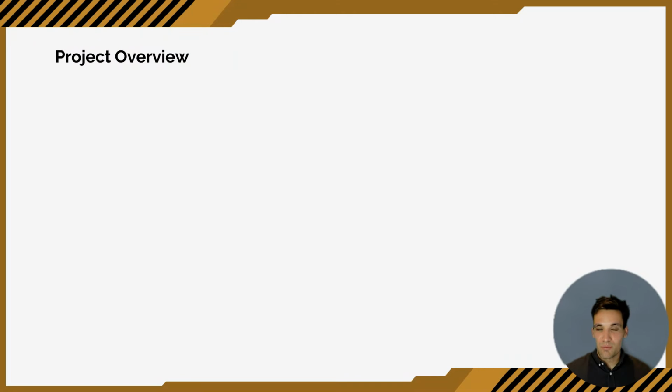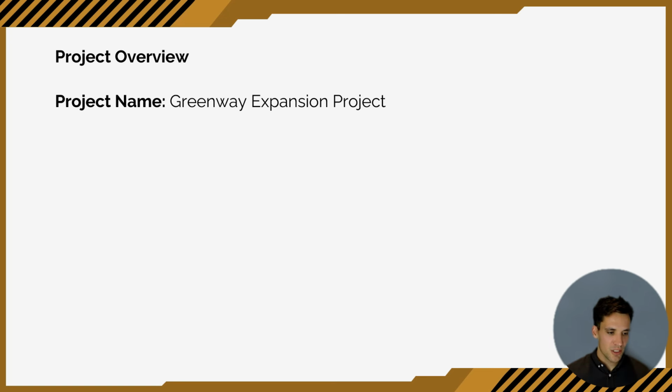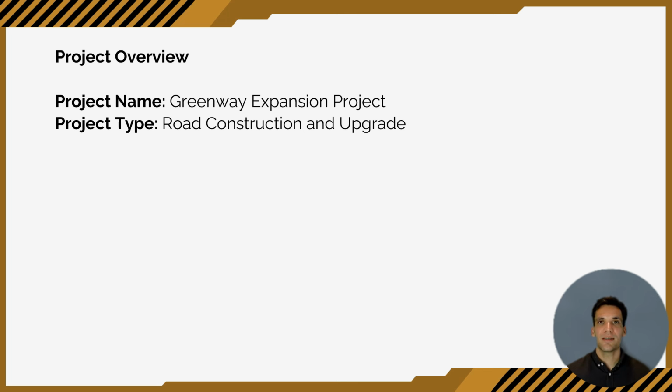So let's start with a brief project overview. The project name is the Greenway Expansion Project. The project type is a road construction and upgrade project. So we're going to be upgrading an existing road.